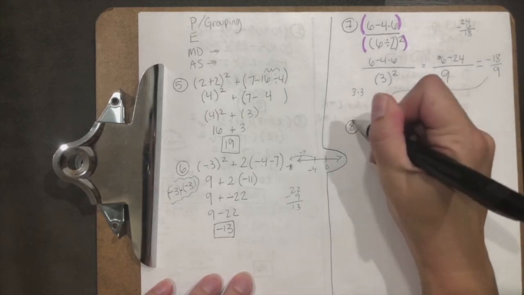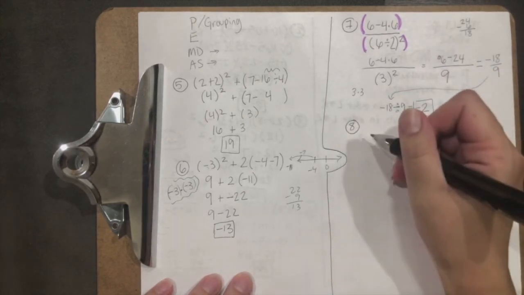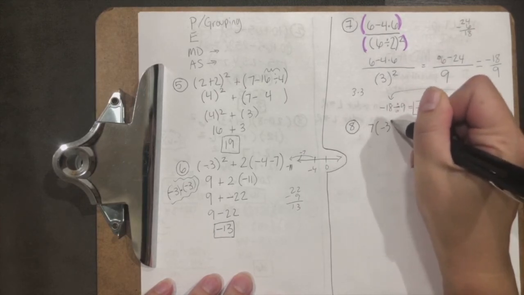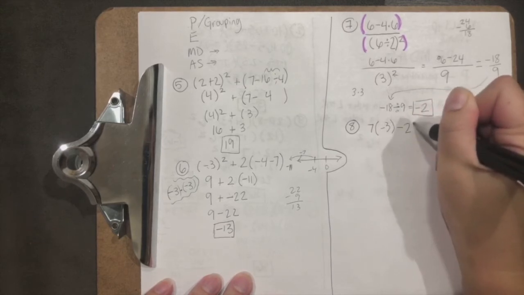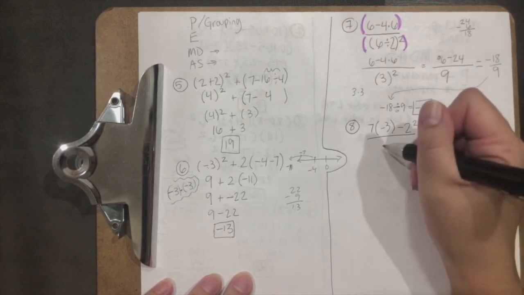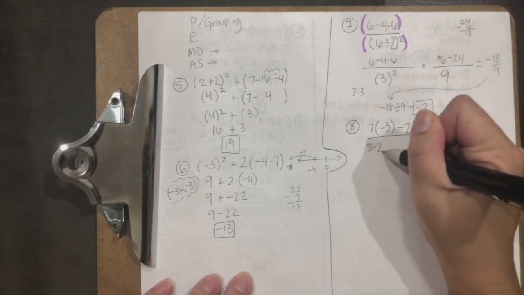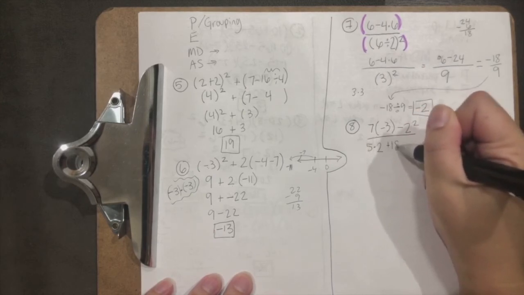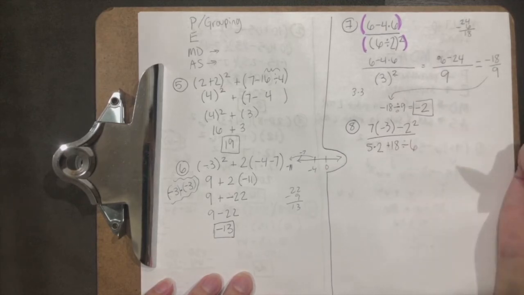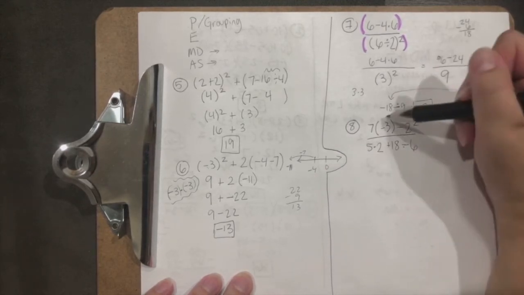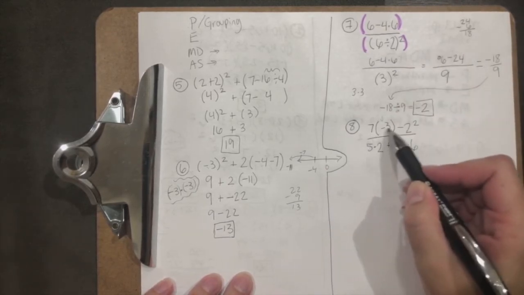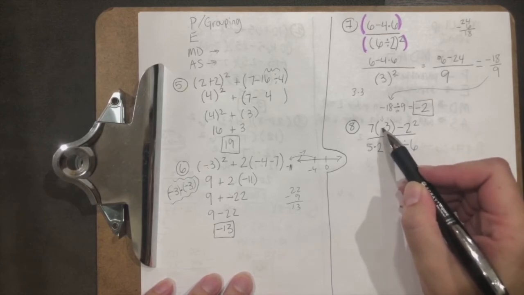Number 8. Another superfraction. 7(-3) - 2² in the numerator. And in the denominator we have 5 times 2 plus 18 divided by 6. All right, so this parentheses here doesn't have anything that we're doing with it. It's just telling us that the negative belongs to the 3.